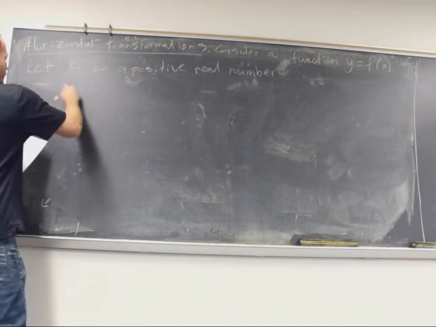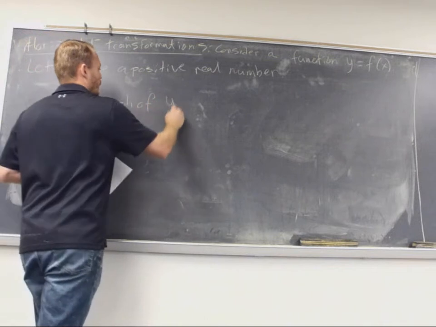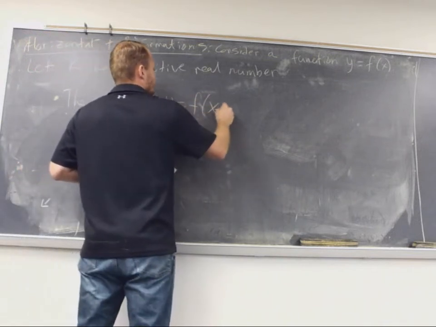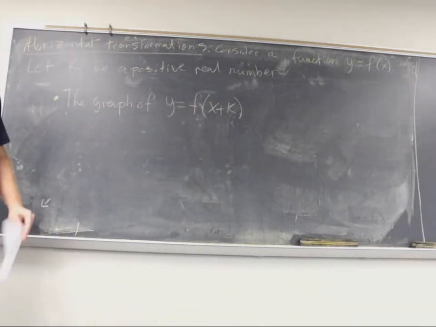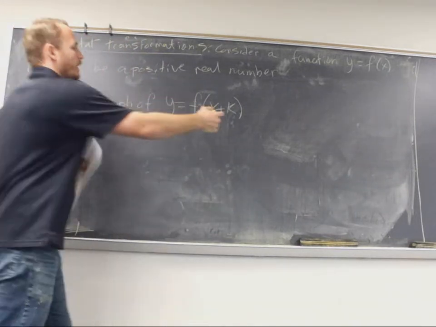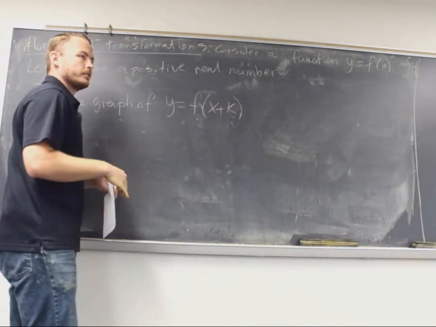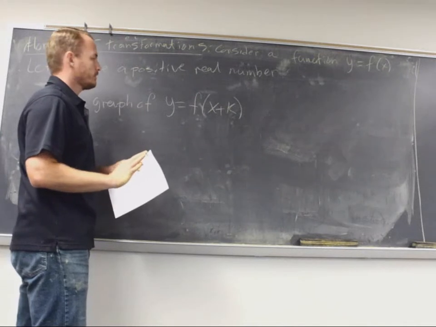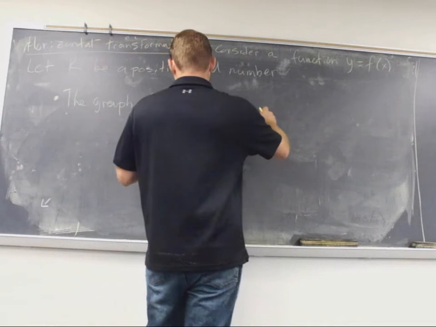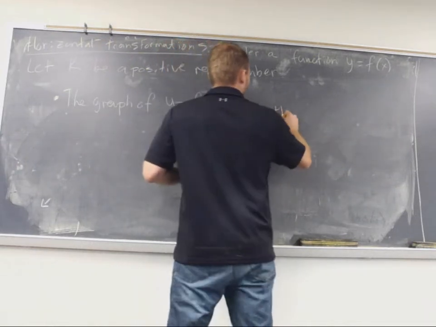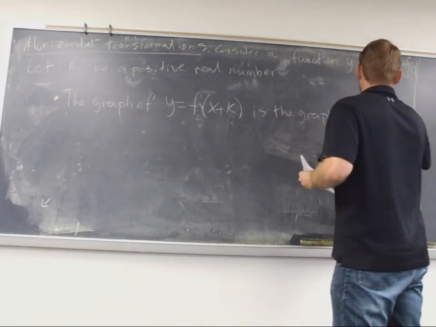On the first one, the graph of y equals f of x plus k. So the difference here is the k is now inside of the function. As before in vertical, it was on the outside of the function. Now we're inside. So when we're inside of the function, it doesn't work the way we think it should work. And that is the horizontal. The horizontal is the graph of y equals f of x.